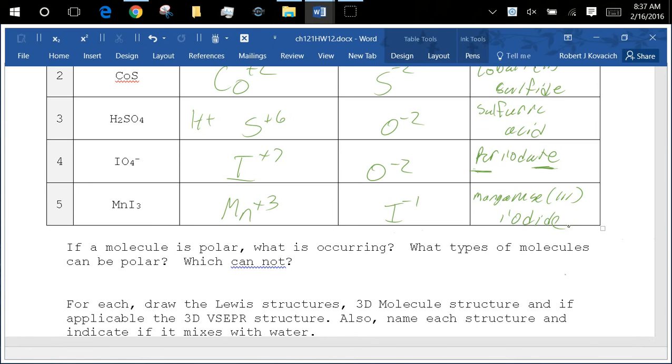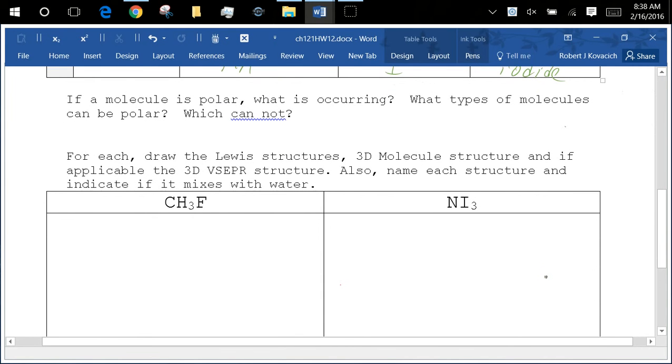If a molecule is polar, what's occurring? What types of molecules can be polar and which cannot? So what's happening with a polar molecule? All the electrons are staying around one side of the structure. They're uneven. The majority of the electrons are on one side. So it gives it a slight charge. There's electronegativity greater than 0.5. That's how you know, but what's actually physically happening?